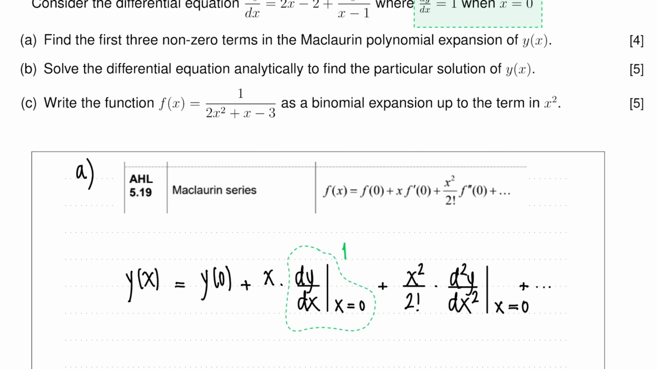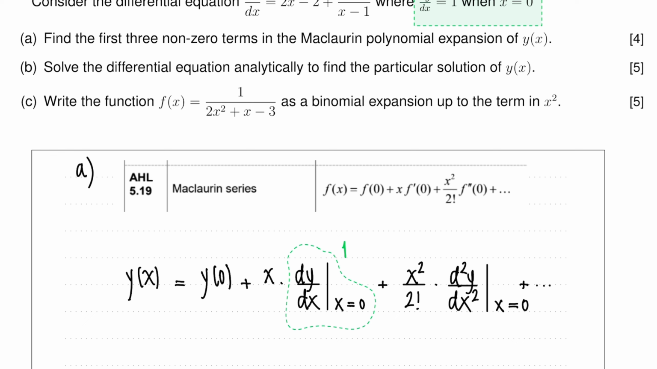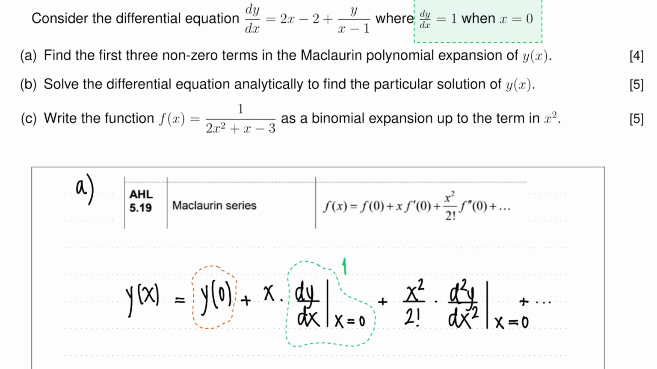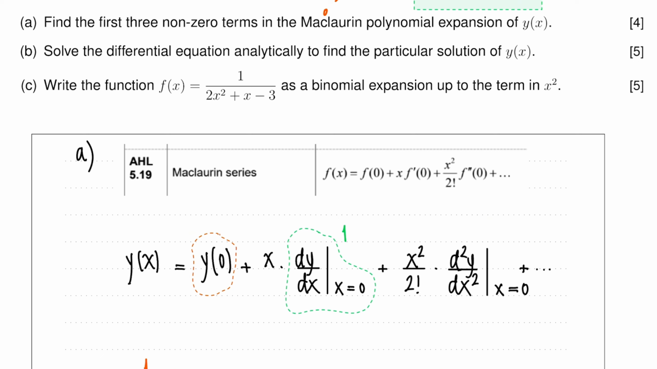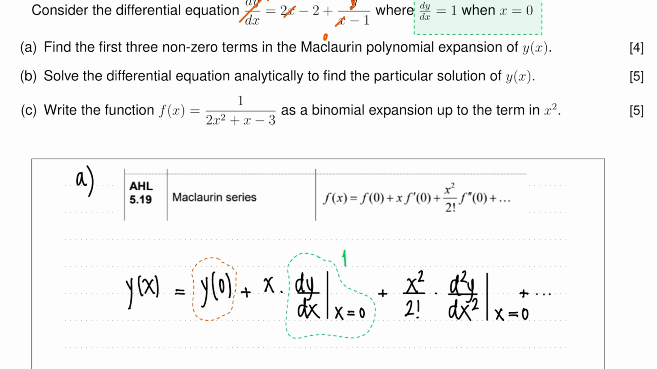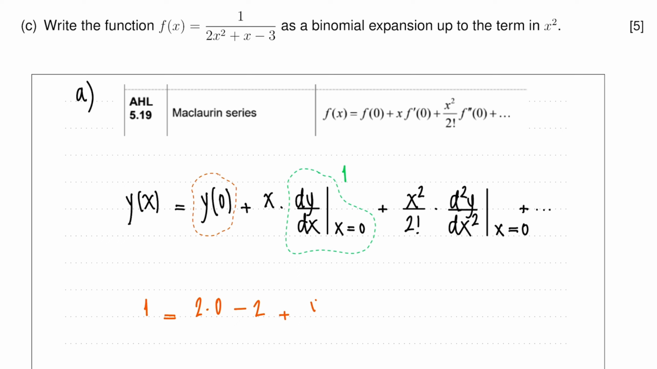Now, what is y of 0? This is usually a condition that's given in the exercise. They usually give us the point, and it seems like this exercise is missing that piece of information. But the thing is, when x is equal to 0, we know that dy/dx is equal to 1. Therefore, we can find the y value at that point, or the y coordinate when x is equal to 0, using this equation right here. So we know that 1 is equal to (2 times 0 minus 2 plus y) over (0 minus 1), which gives us 3 equals y over negative 1. Therefore, y is equal to negative 3. So remember, this is y of 0.